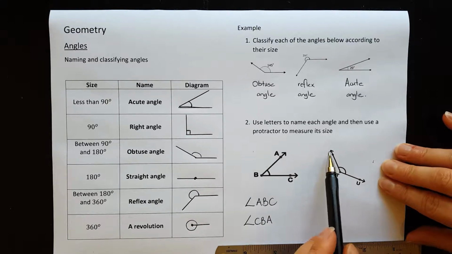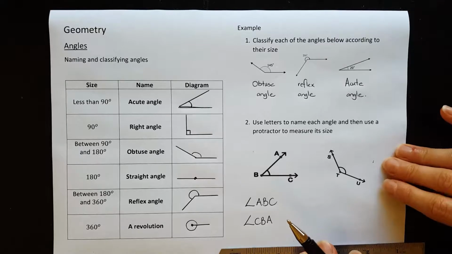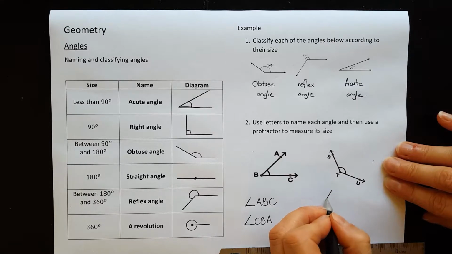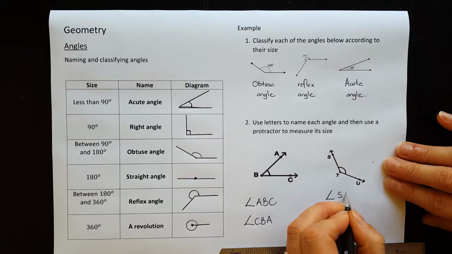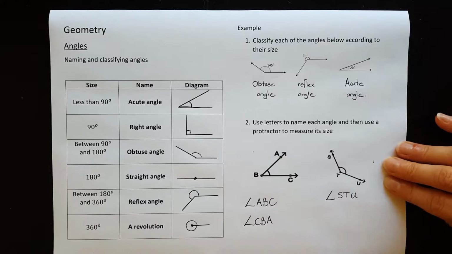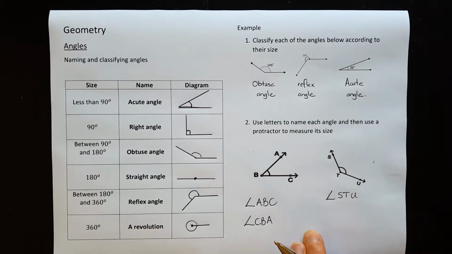For the second one here, let's do the labeling first. We'll come back and measure them with the protractor. The T is in the middle, so I'm going to call this angle STU with the U in the middle. It could also have been angle UTS. Now we want to know the size of the angle.